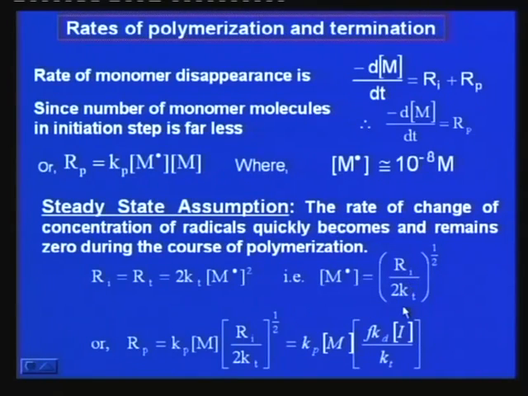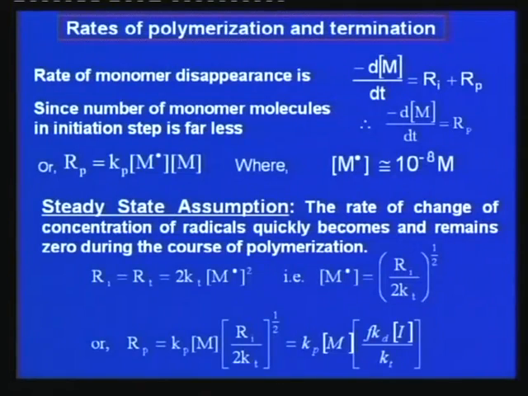And since R I is equal to twice F k D I, after substituting this growing chain radical concentration in this equation, you can get this expression, where this efficiency factor has been included in the rate equation. So, this is the overall rate of propagation, overall rate of polymerization. You should not forget this. R P is equal to rate constant into the monomer concentration into efficiency factor into rate of decomposition of the initiator into initiator concentration divided by termination rate constant.